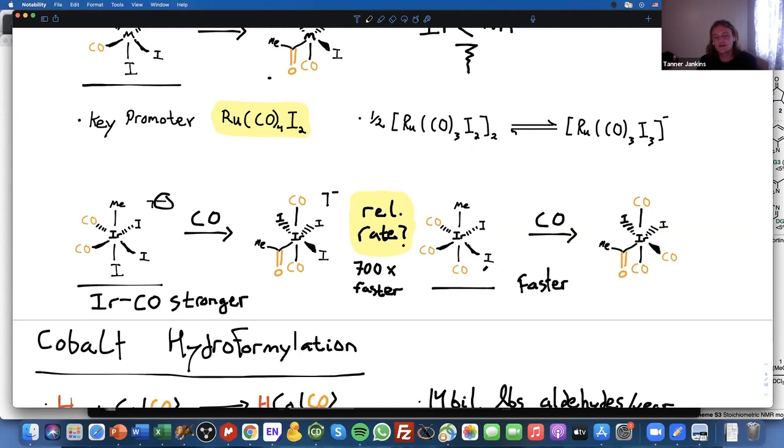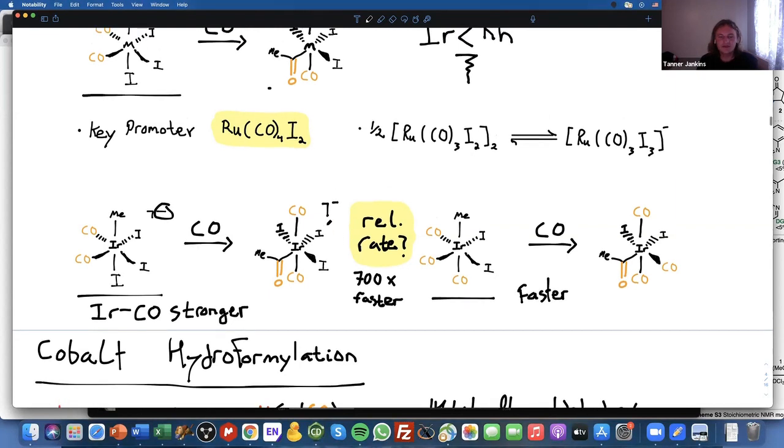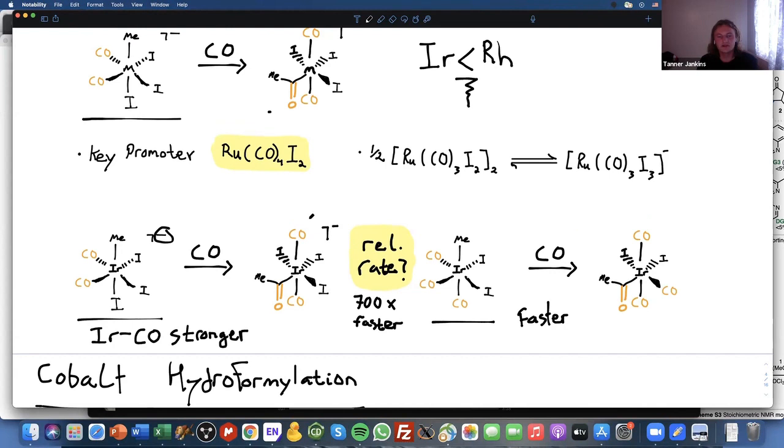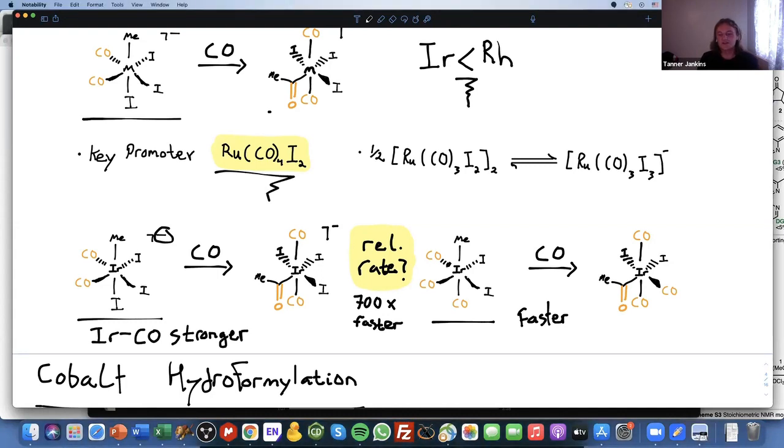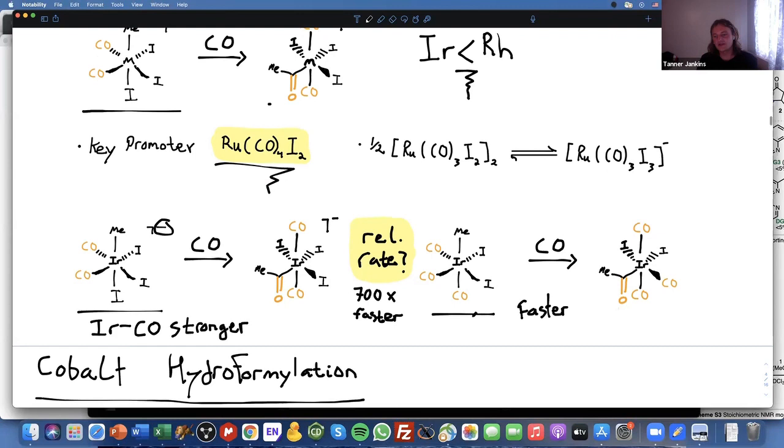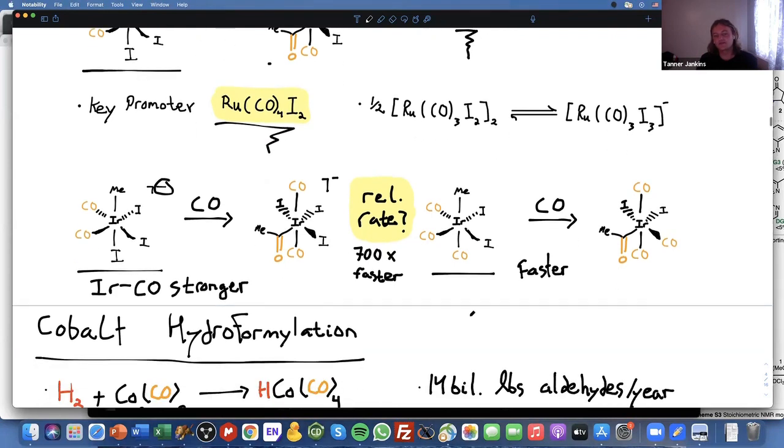And so indeed what happens in the case of the BP Cativa process is this oxidative addition complex then has an iodine abstracted by the ruthenium promoter here in exchange for a carbonyl ligand to make this relatively electron rich iridium 3 into now an electron poor iridium 3. And this is key for, again, allowing the migratory insertion and reductive elimination.